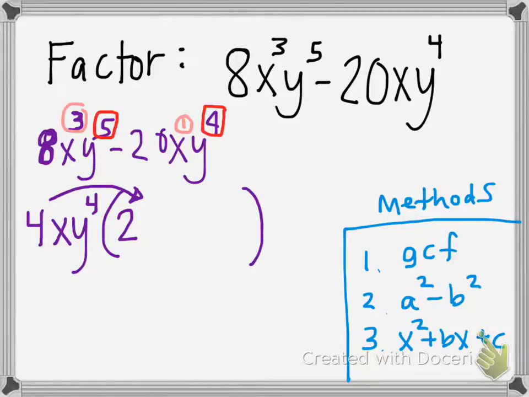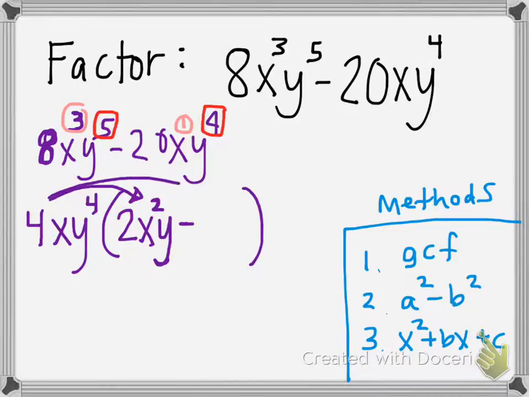There's x to the third here total. So how many x's are left if I pulled out 1? Well, I know that there would be x to the second left over, in order to get a total of 3. If I pulled out y to the fourth here, and I started with y to the fifth, how many y's would be left? Well, just 1. Bring down your subtraction sign.